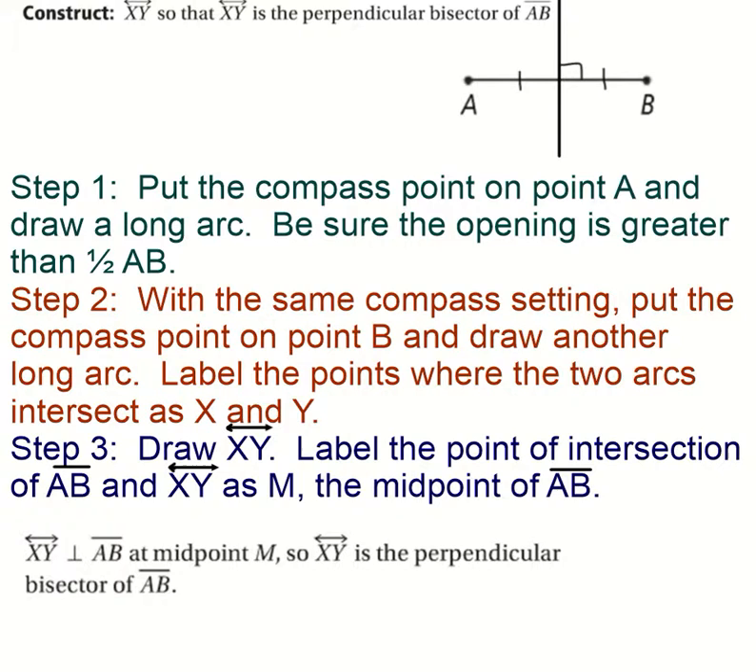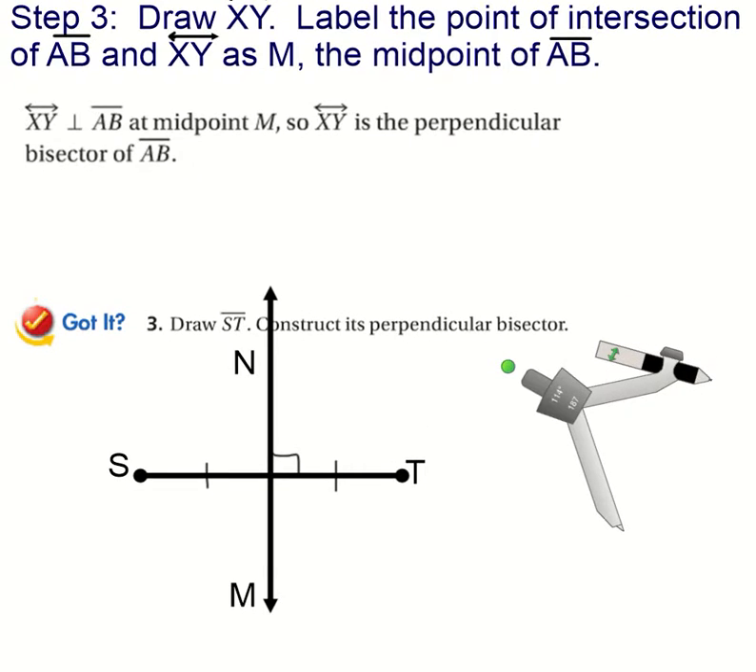Make the same arc with your other endpoint of your line. Label the points where the two arcs intersect as X and Y, or whatever two you want, and then draw that line. Use your straight edge to draw that line between those two points, and label the point of intersection as the midpoint, or you can draw on your two hash marks, your congruent symbols, and your right angle. It's as simple as that.